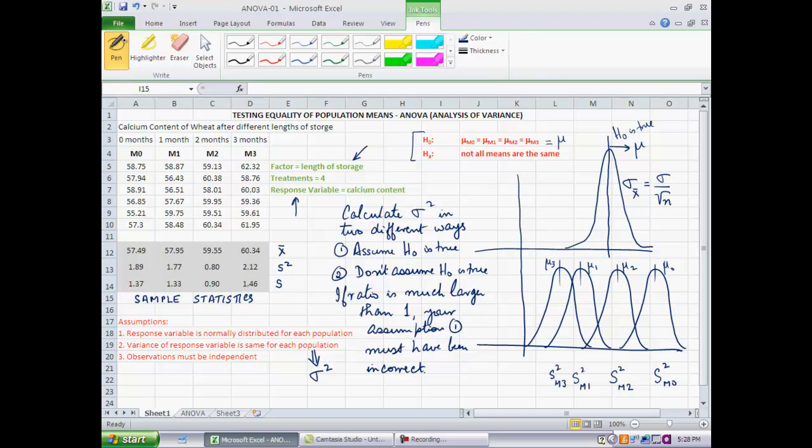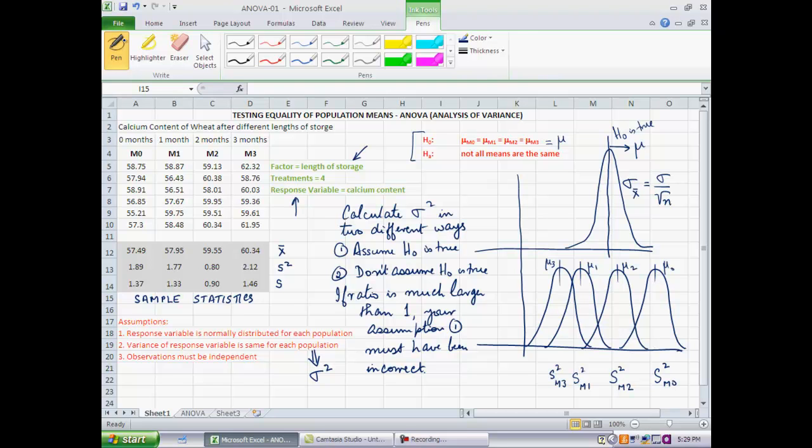So that's the null and the alternate hypothesis. So that's what we want to test. If we are testing the equality of means of multiple populations, by the way, we have already seen how to use the Z and the T test to check for the equality of means of 2 populations. Here we have more than 2, and in particular we have 4 different populations. Wheat that's stored 0 months, 1 month, 2 months, and 3 months, so 4 different populations.